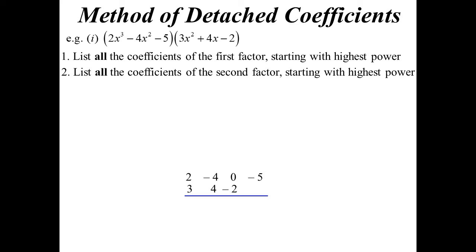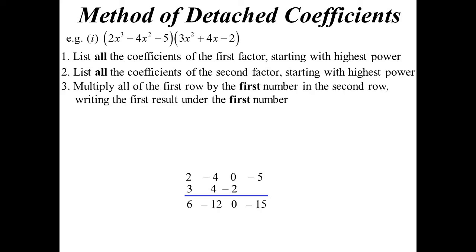Then we list all the coefficients of the second factor, starting with the highest power. 3, 4, minus 2. Notice you don't line it up like a polynomial division, which you would normally think you're going to do. The x cubed doesn't go under the x cubed. You start with whatever the highest power is.